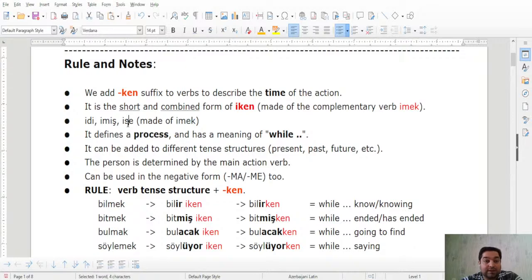They are separate words. İdi, imiş, ise, they are always written separately. But when you combine them, they become part of the verb, okay? So, same as these three, iken is also a separate word. When you combine it and make it a part of the verb, it becomes a suffix, -ken. So iken is transformed into -ken as a suffix. While iken is a separate word, -ken is a suffix added to the verbs, of course after we delete the letter e.